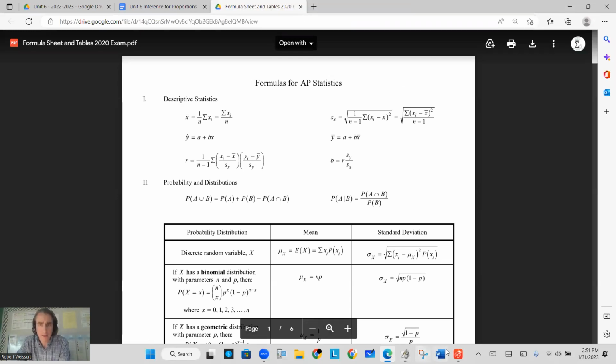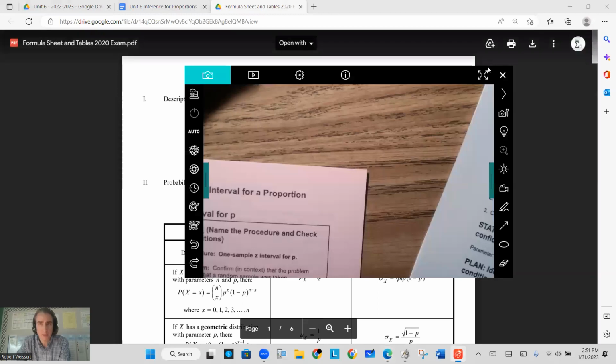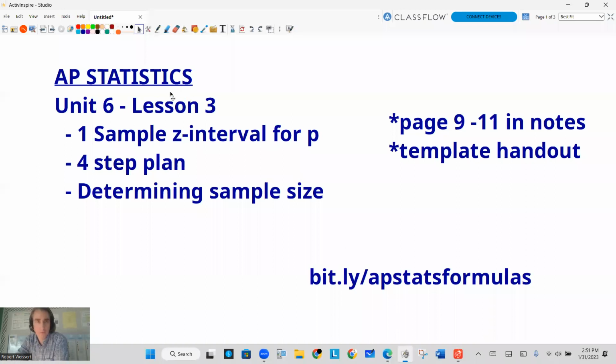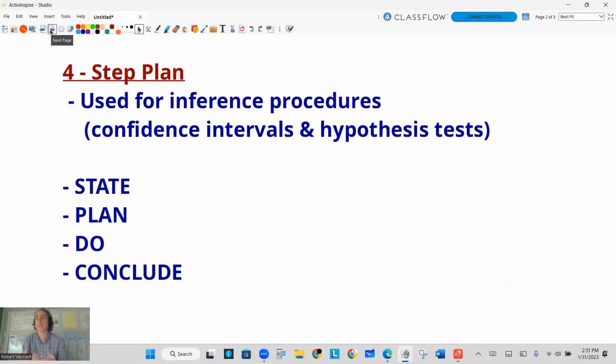So let's take a look at first what the four-step plan is. It's going to be revolving around basically 4 different sections. The first section is state. The second section is plan, do, and conclude. And when we do our work here, if you're asked to calculate a confidence interval, the do part is the actual calculation. So that's like 1/4 of what we actually have to do to get full credit on a free response. So we have to talk about what we're going to be doing. We got to plan it out, see if we meet the conditions, and then we got to write our conclusion. So there's a lot more to it than just crunching the numbers.